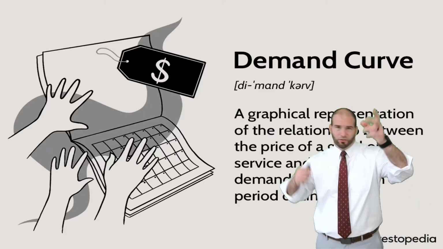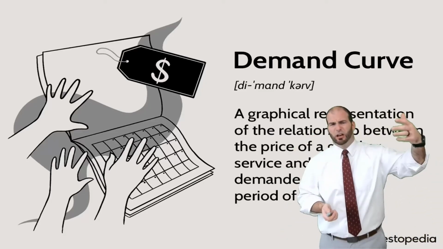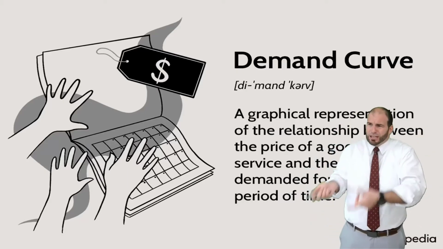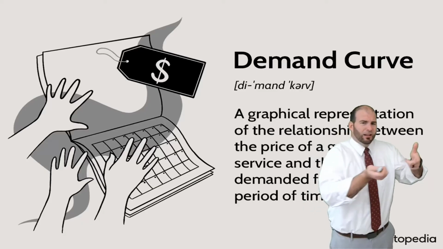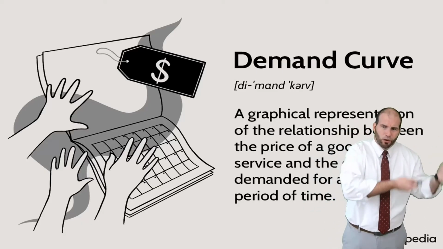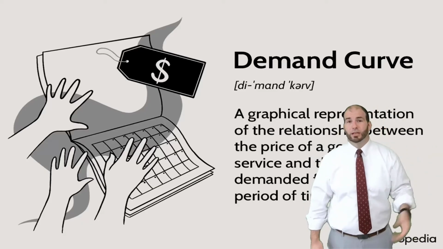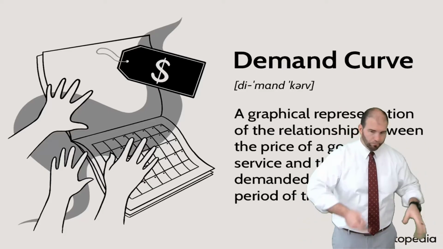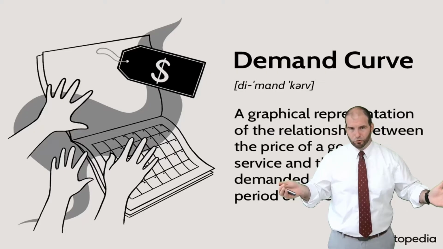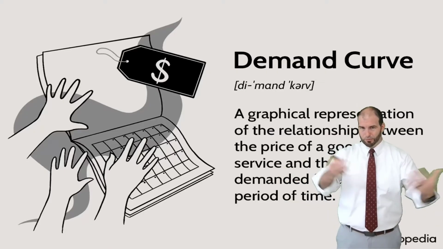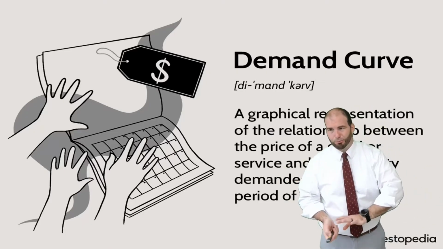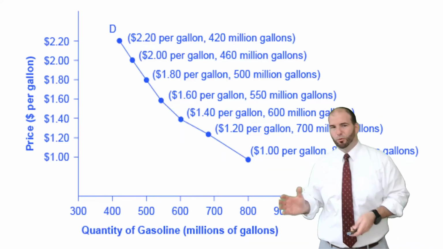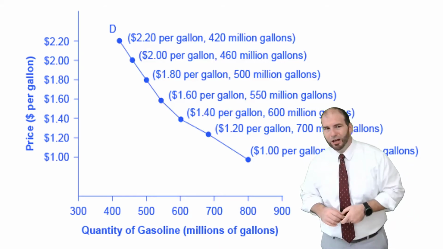So the demand curve, the official definition, is a graphical representation, means it's a graph, of the relationship between the price of a good and the quantity demanded for a given period of time. What in the world does that mean? Let's just use gasoline, all right? So most of you guys at this point are drivers or have had to pay gas before or probably will be at some point. So let's talk about the price of gas, all right? And we'll live in a fictional world where these are actual gas prices.